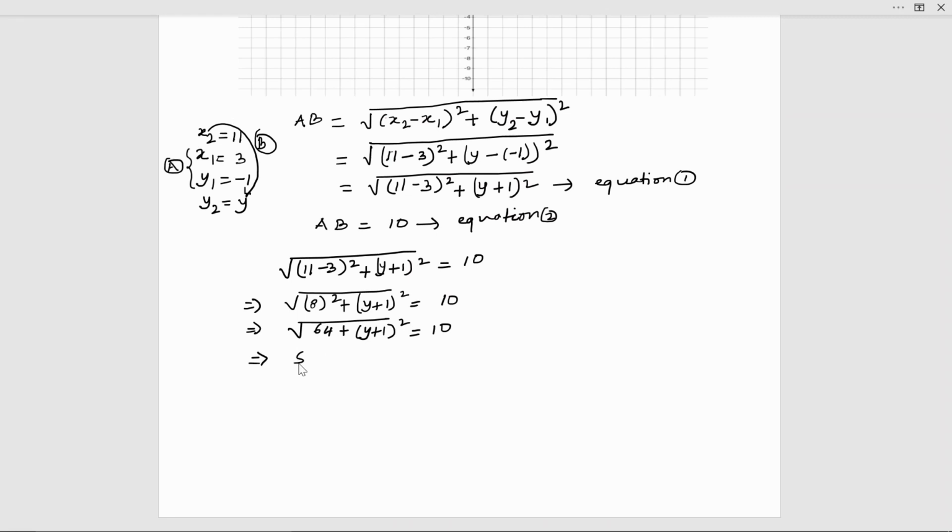So if we square both the sides, this will become 64 plus (y plus 1) whole square equal to 10 square, which is equal to 100.